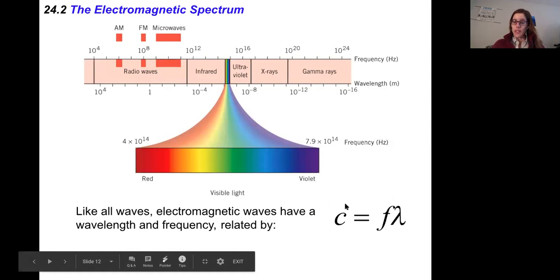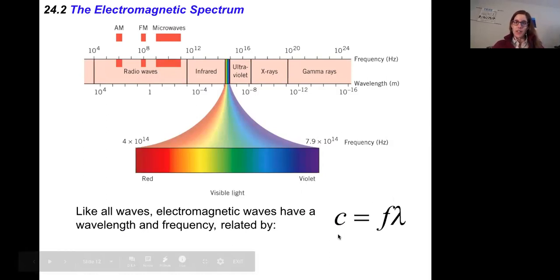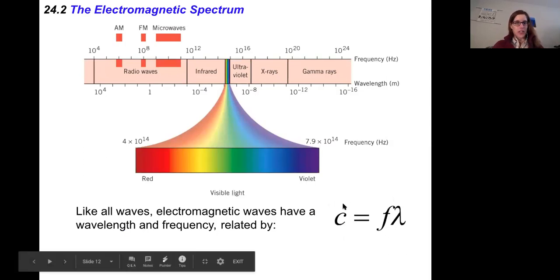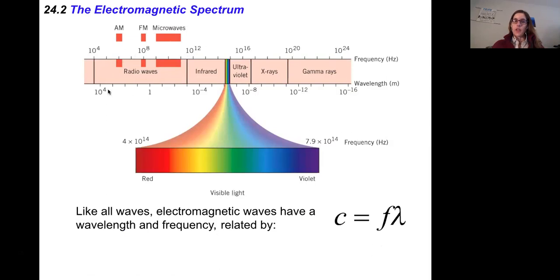But for electromagnetic waves, the speed is already set by c, our speed of light, that 3.0 times 10 to the 8 meters per second. It's a good number to keep handy. It's going to pop up quite a bit. So what that means is, as our frequency gets bigger in number, because c is a constant, the wavelength has to get smaller. And sure enough, if we look at our frequency going to the right, the frequency is getting bigger and bigger, and wavelength on the bottom is getting smaller and smaller.